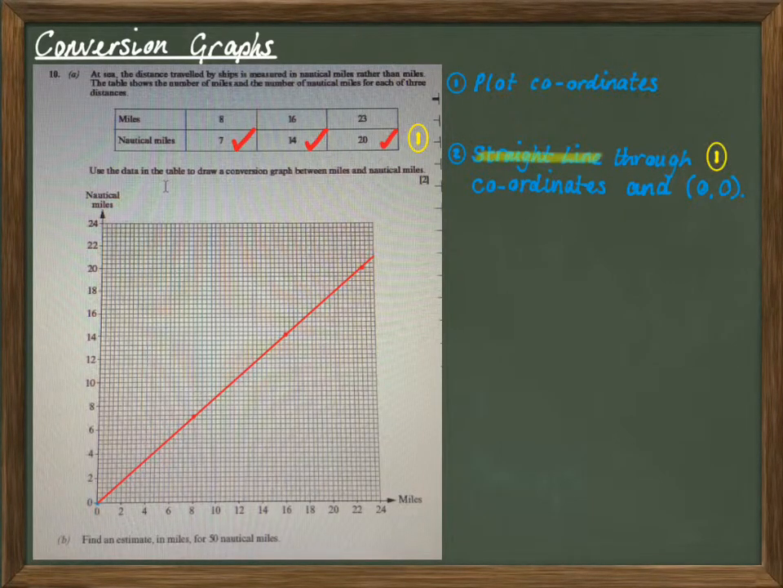That will give me my second mark. Okay, so that's my 2 marks, my plotting. That now is my conversion graph. Okay, so that's going to help me for part B. Part B is slightly more tricky.